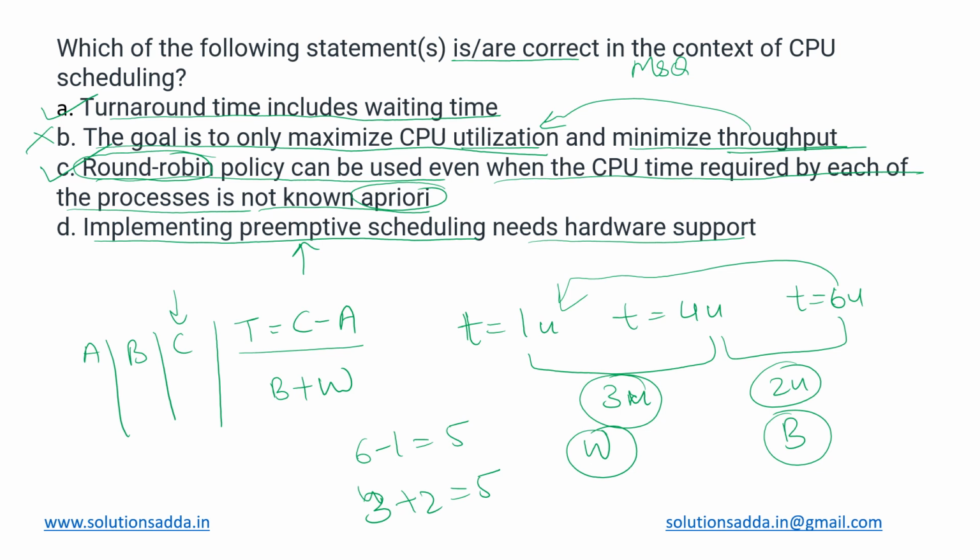So this action requires the support of hardware. Hence, implementation of preemptive scheduling requires some hardware support. So statement D is also correct. So we got A, C and D as the answer.